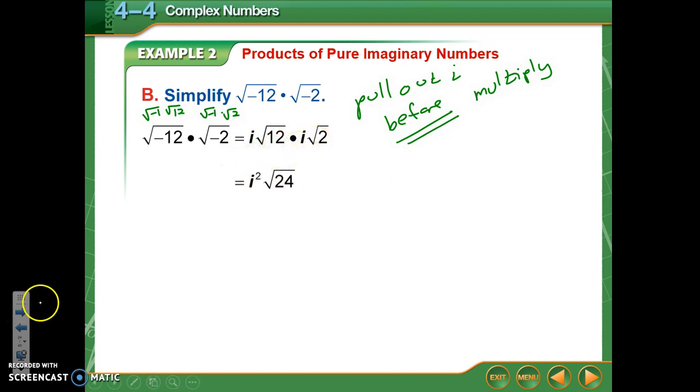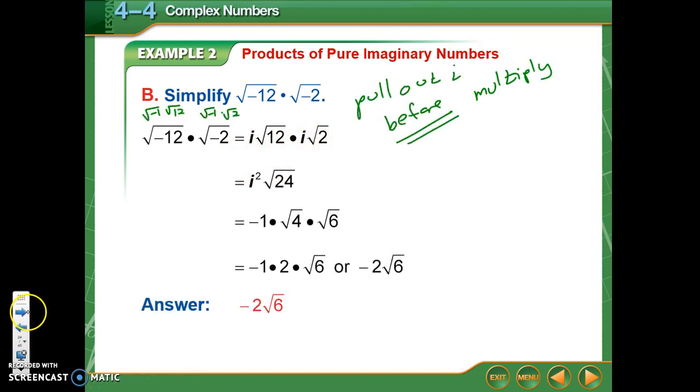i times i is i squared. The square root of 12 times the square root of 2 is the square root of 24. And then we simplify like we have been doing in previous problems. So that gives me i squared is -1. The square root of 4 is 2. And then the square root of 6 just stays the square root of 6. So that's -2 times the square root of 6.